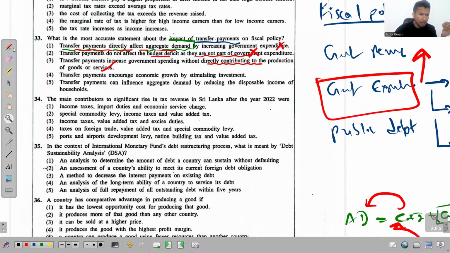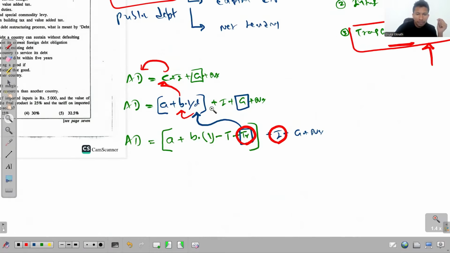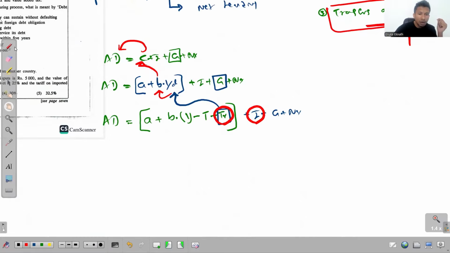Last one, transfer payments can influence aggregate demand. Yes, true. This part is true, by changing the disposable income of households. I showed you the equation for calculating the disposable income of households. How do we calculate this YD? If I show you that separately, YD is equal to income minus taxes plus transfers.